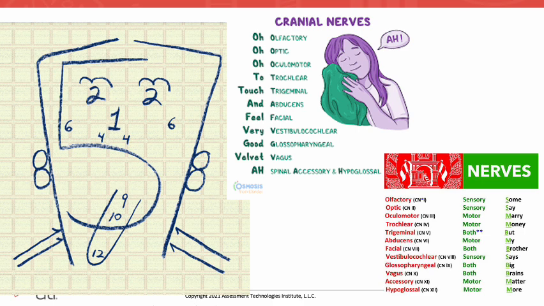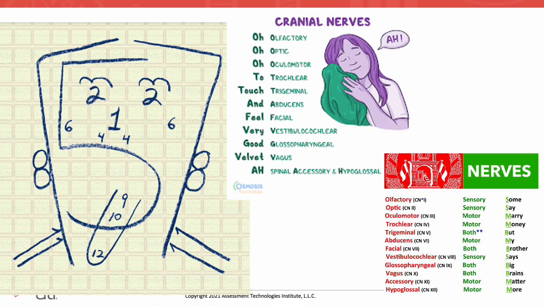You're going to have to memorize them. Number 10 is the vagus nerve, and it is represented on the middle of the tongue in the facial picture, and that is also assessing the gag reflex. So you can get 9 and 10 doing the gag reflex on the patient.